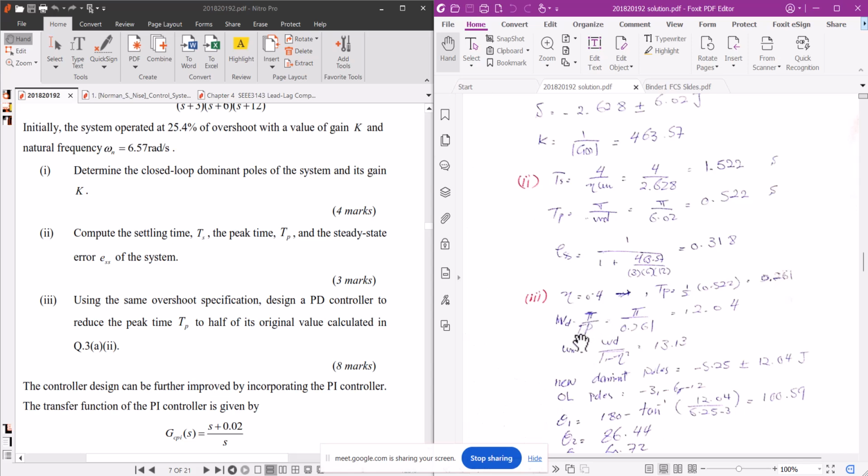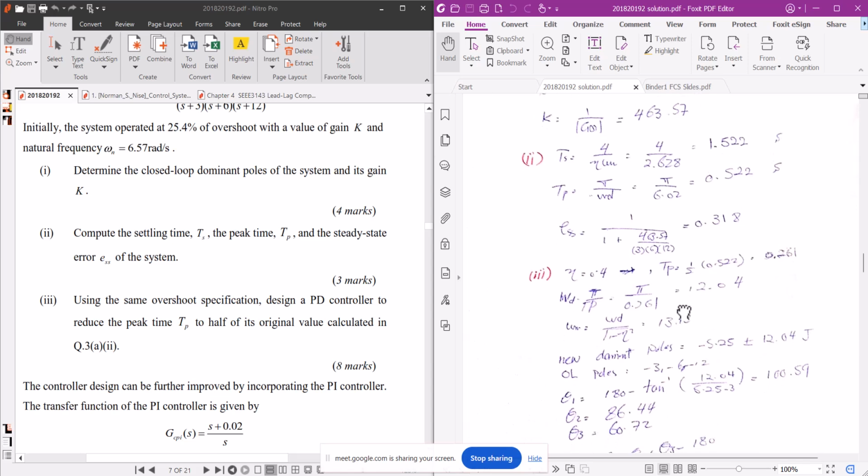So calculate your new omega d. Your omega d now will change. Your new omega d will be pi over 0.261, that will be 12.04. Now you will have a new omega n. Okay, so omega n is equal to omega d over under root 1 minus zeta square. So zeta will be the same 0.4, put it here, and you will get new omega n, which is 13.13.